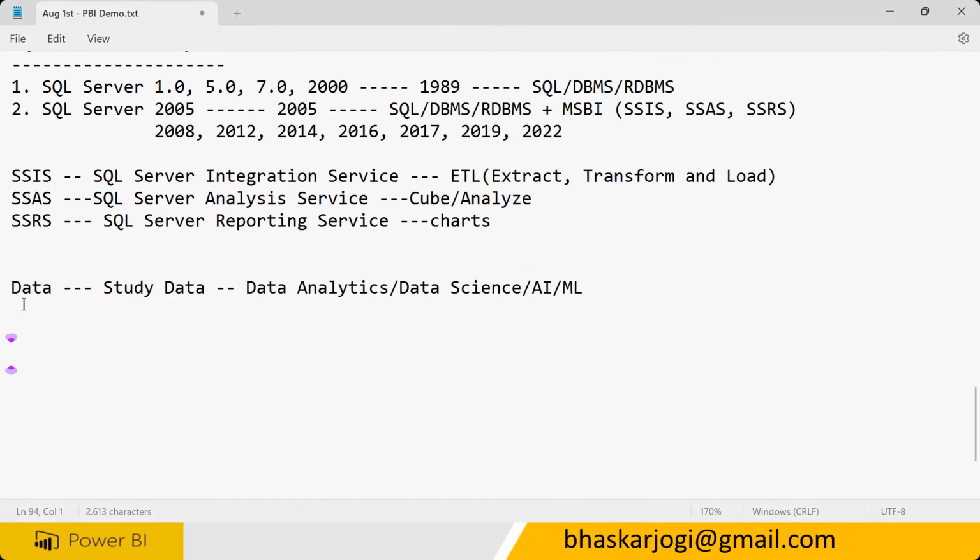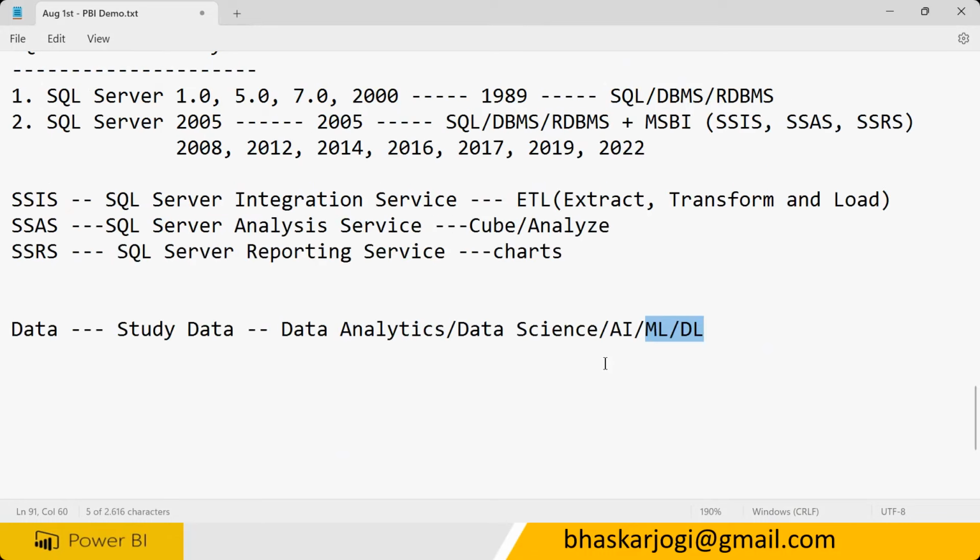Studying of the data is going to be done in data analytics or data science, AI, ML, or deep learning. Clear? So ML is for small data sets. Deep learning is for large data sets.